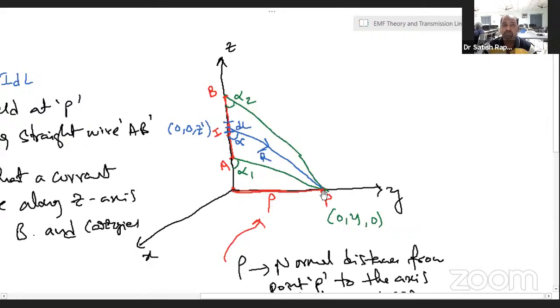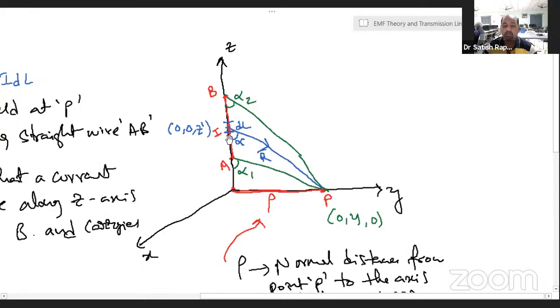The same procedure which we have followed earlier: the green color line joining the lower end makes an angle alpha 1, and the line joining the upper end makes an angle alpha 2 with the z-axis. And let us consider a differential element. So this is a small length.